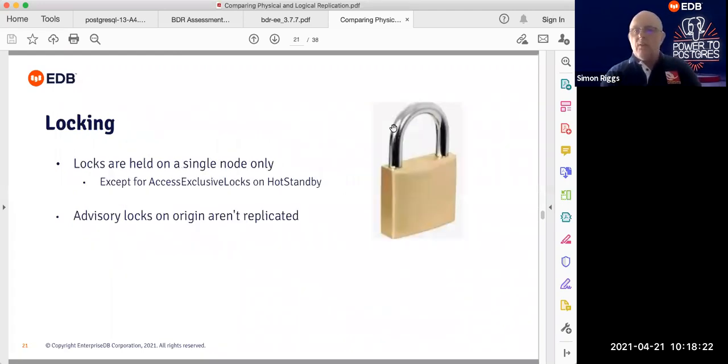So locking is also something of an issue, in the sense that when you lock a database table or a row on one node, it doesn't necessarily lock all of the other nodes. Now that's a good thing and a bad thing, but it's worth understanding that those locks aren't propagated, and that might give you some kind of consistency problem. So it could be good or it could be bad, but it's roughly the same between physical and logical replication.